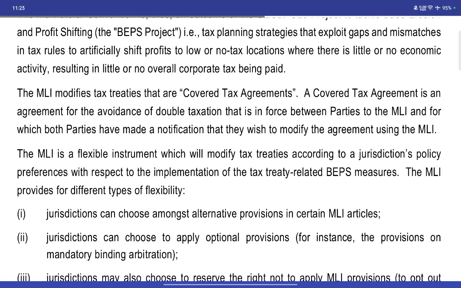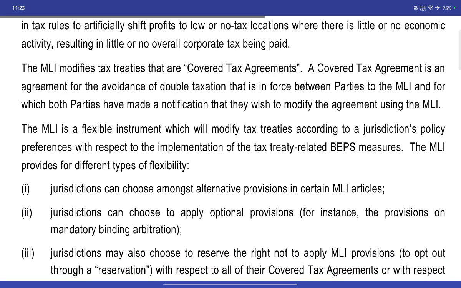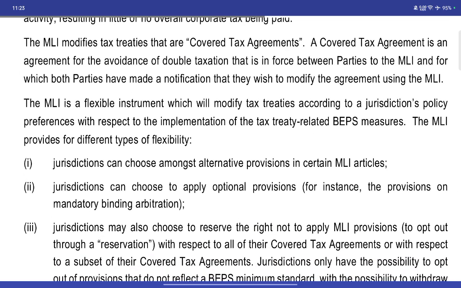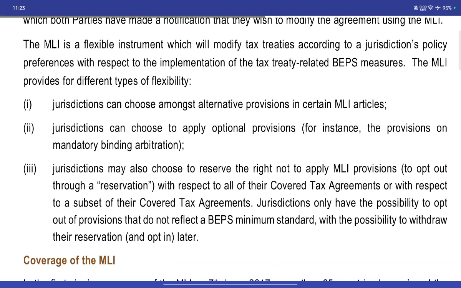The multilateral instrument modifies tax treaties to cover tax arrangements. The covered tax arrangement is agreed for the avoidance of double taxation, that is in force between parties and the multilateral instrument. Once both parties have notified, the agreement is modified by the MLI. The MLI is a flexible instrument which will modify tax treaties according to the jurisdiction's preferred policy with respect to implementation of tax treaty measures related to base erosion and profit shifting.